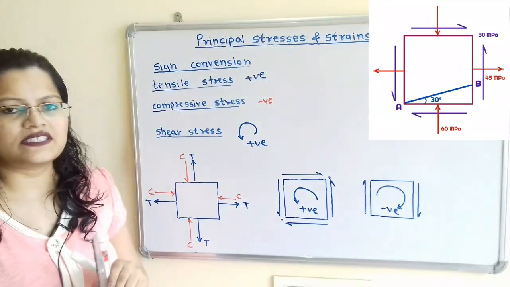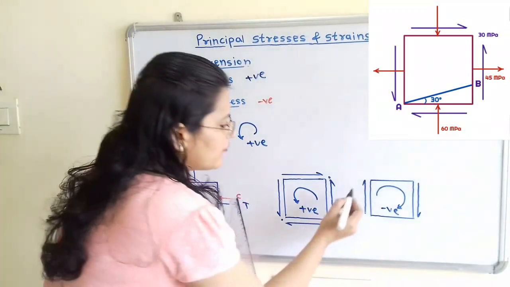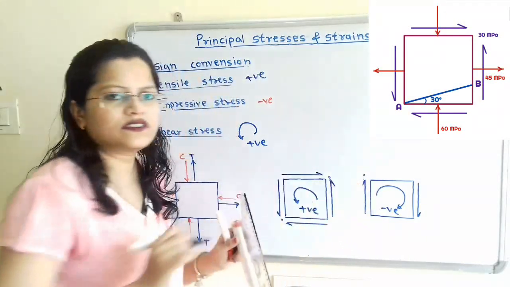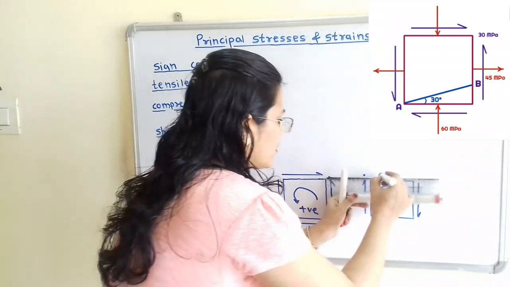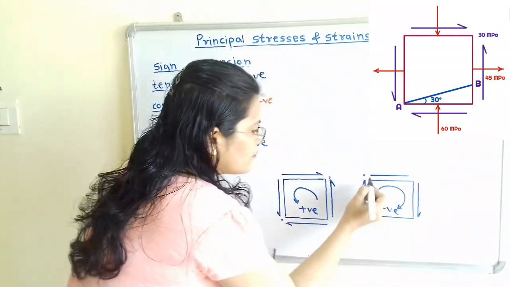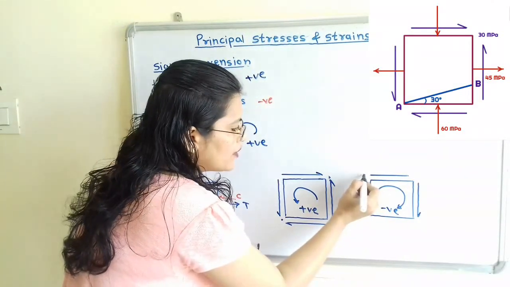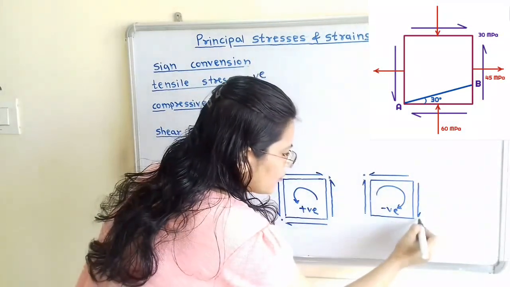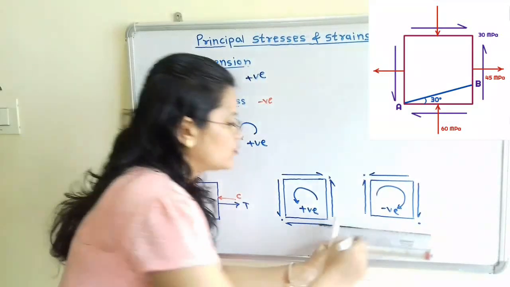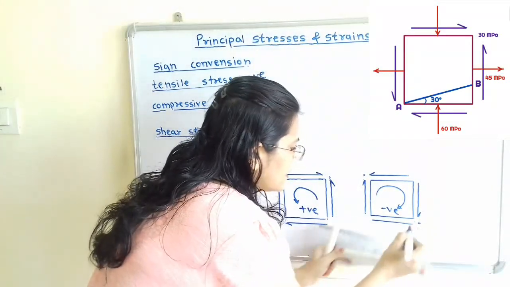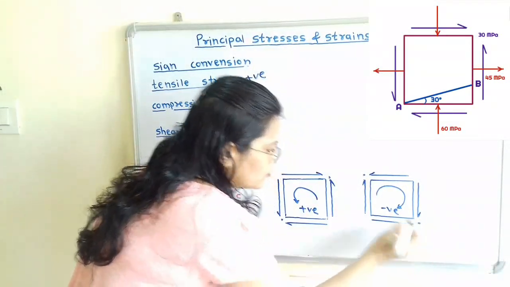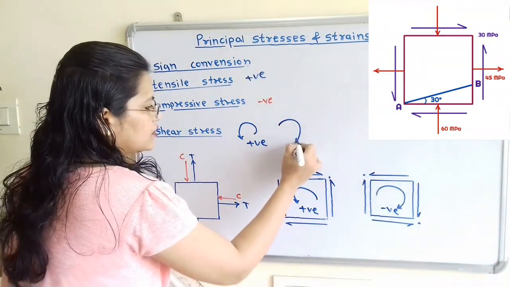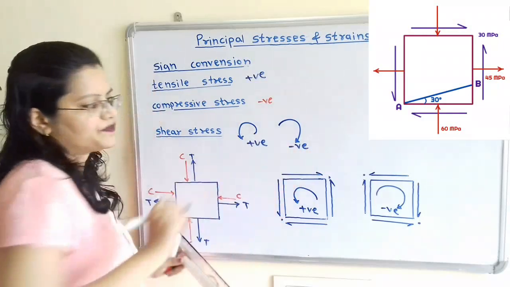Now the shear stress is in complementary form. If we observe, this arrow is pointing towards this point. So if I draw the horizontal line here, then we have to show the arrow which will point towards this point. Then this arrow is pointing towards this point. So if I draw a horizontal line, then we have to show the direction towards this point. Now I will show here the clockwise direction with negative sign.